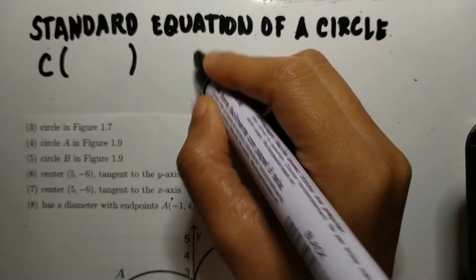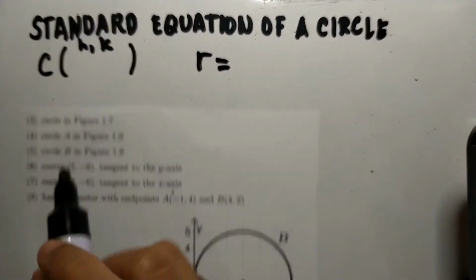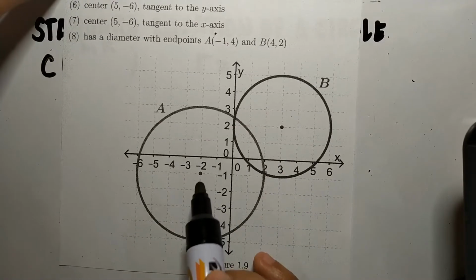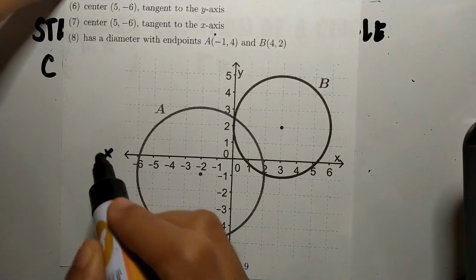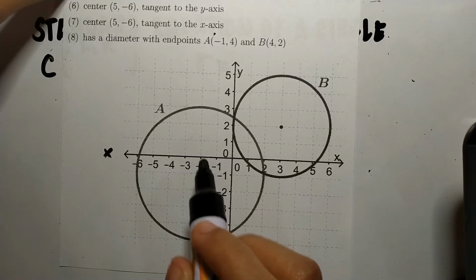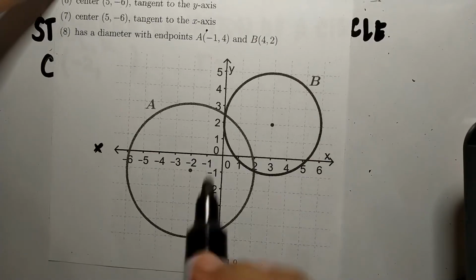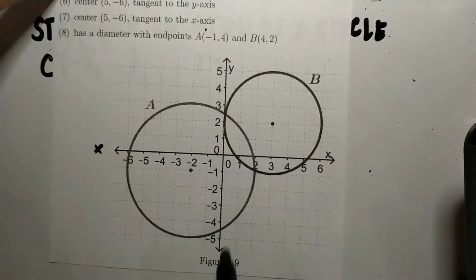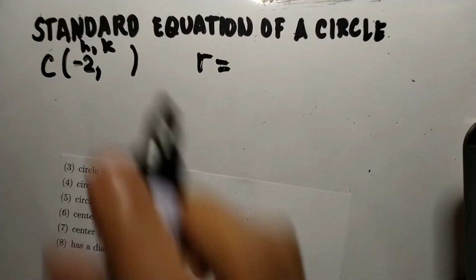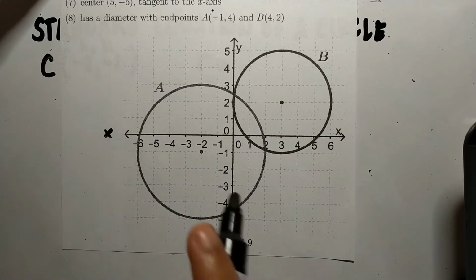Center, then radius. Let's find h and k first. h stands for x and k stands for y. Let's look here. Take a look at the x-axis first. Where the center of circle A is aligned, it's at negative 2. Then the y-axis, this is the y-axis. Where the center of circle A is aligned, it's at negative 1.